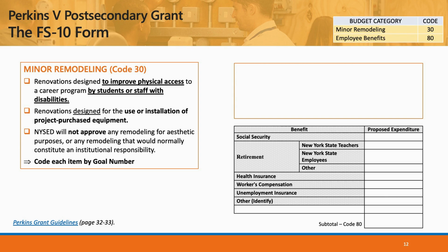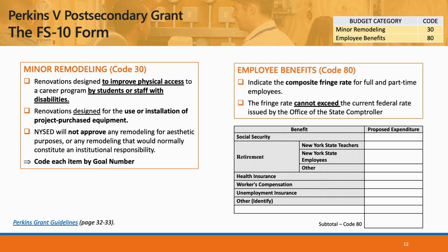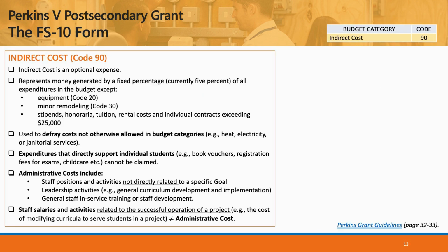The next tab is Employee Benefits, Code 80. Here you will outline the composite fringe rate for full and part-time employees whose salaries are included in the Perkins Grant funding. Keep in mind that the fringe rate cannot exceed the current federal rate issued by the Office of the State Comptroller. The next tab is labeled Indirect Costs, Code 90. Keep in mind that indirect costs are an optional expense.